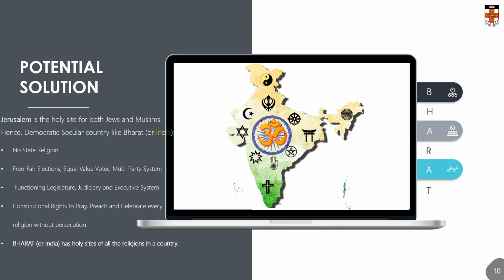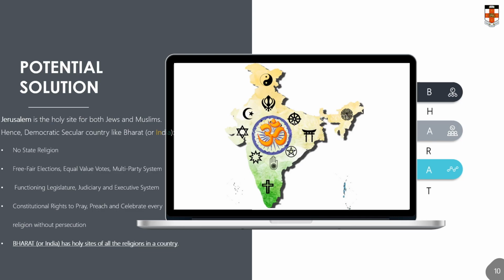Our country has no state religion, and has free, fair elections so far. It's 75 years of independence now. Equal vote values: one person has one vote, one value. We have a multi-party system. Everyone has their voice and is free to express it. A functioning legislature, judiciary and executive system, and the mechanism of checks and balances. Constitutional rights to pray, preach, and celebrate every religion without any persecution.